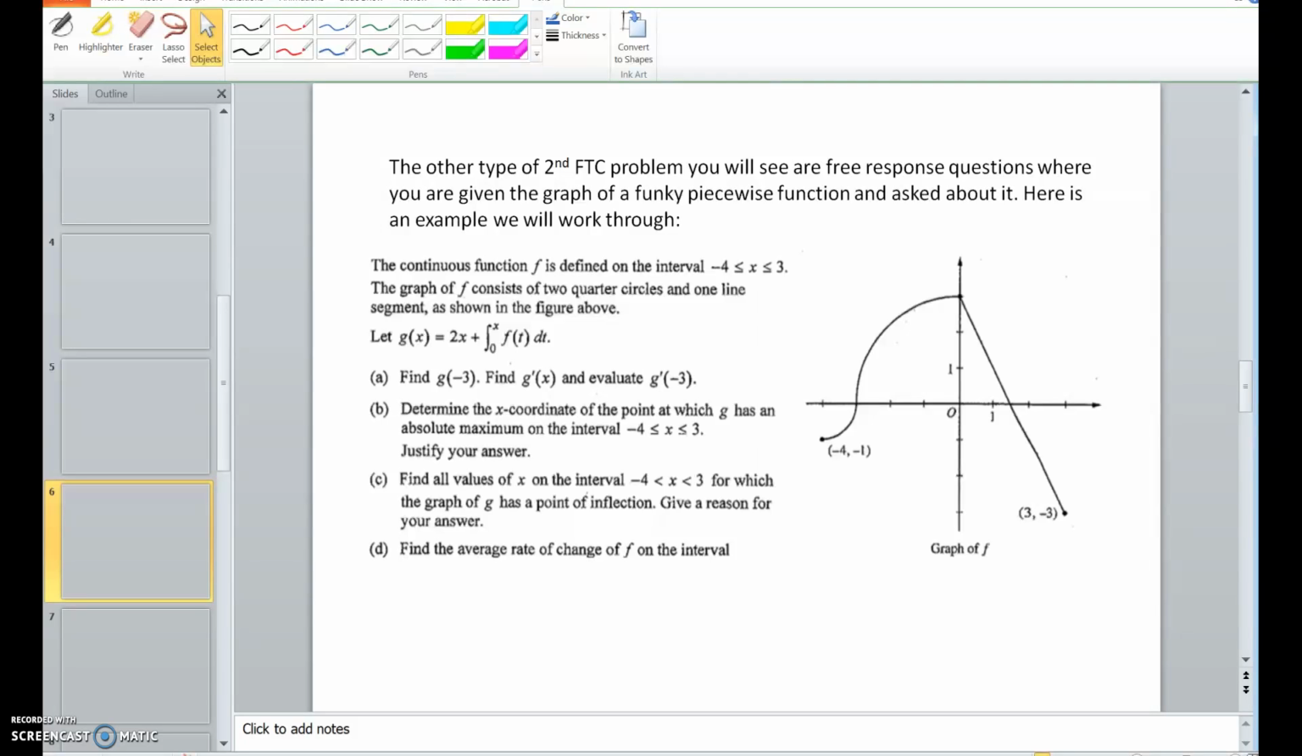Okay, welcome back. So the second type of second fundamental theorem of calculus problem you'll see will look like this. You'll be given a graph that's usually a piecewise function of some kind, and then you'll be asked some questions about it. So before we dig into this problem, I just want to go through and highlight a couple things to make sure that we're clear about before we start working.